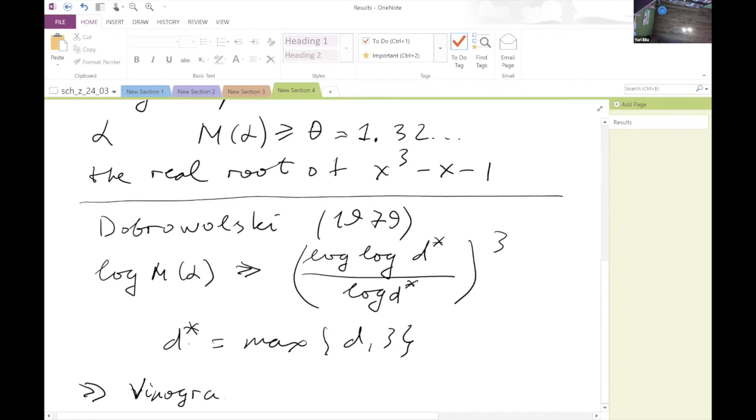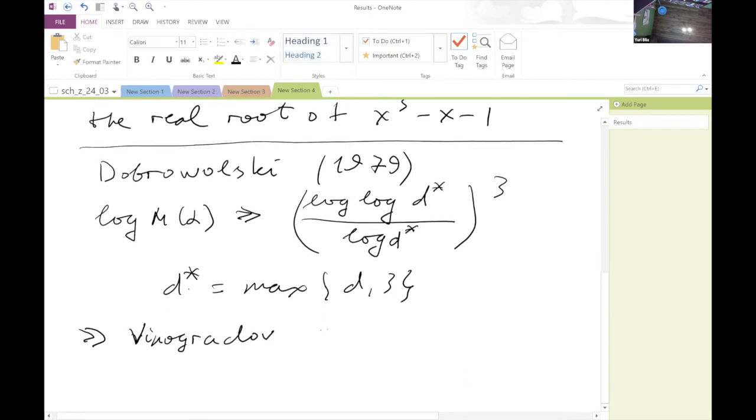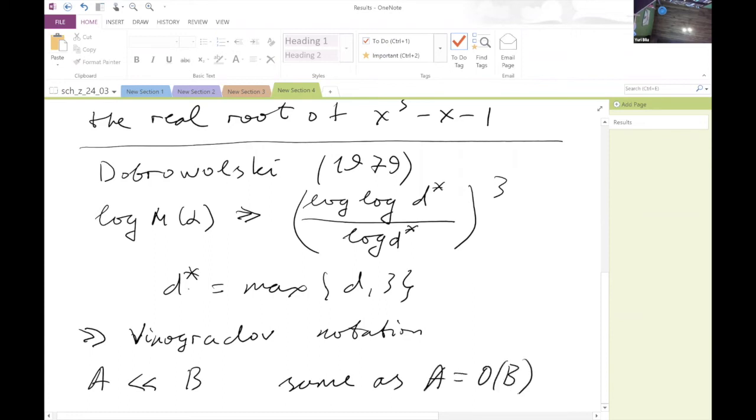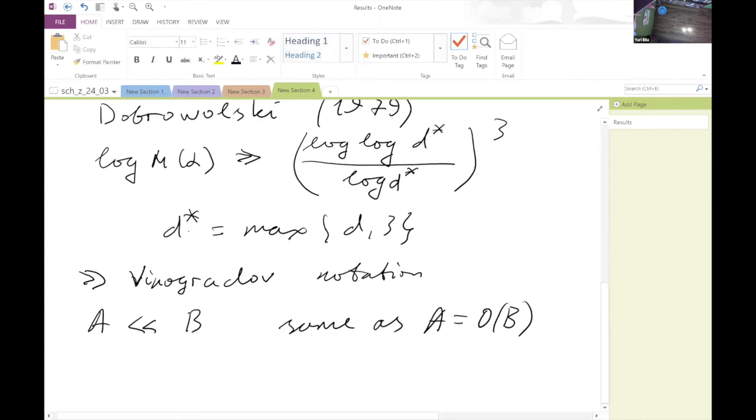And this is Vinogradov notation. For those who are not familiar with it, A Vinogradov-smaller than B is the same as A is big O of B. And big O has a bad feature: you cannot just swap them. You cannot write O of B is A. But here it is perfectly swappable. We can write instead A like this. So in certain cases, Vinogradov's notation is more convenient. And here it simply means that we can put here some positive absolute constant.